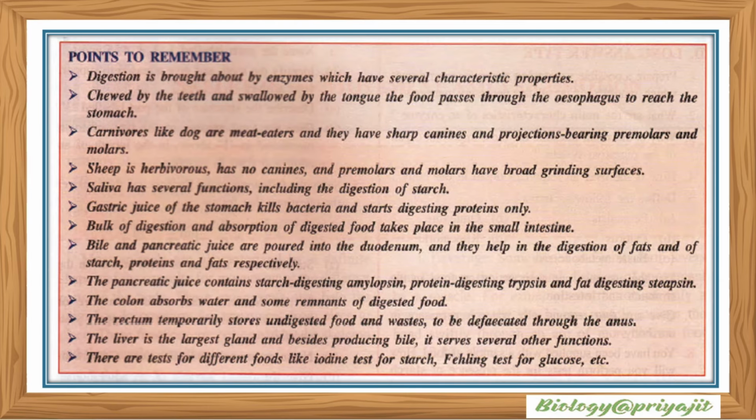Teeth and saliva start the process. The stomach digests protein, and the small intestine completes digestion and absorption of nutrients with the help of bile and pancreatic juice. The colon absorbs water, the rectum stores waste, and the liver produces bile and performs vital functions. Food tests like the iodine test and Fehling's test help detect nutrients.